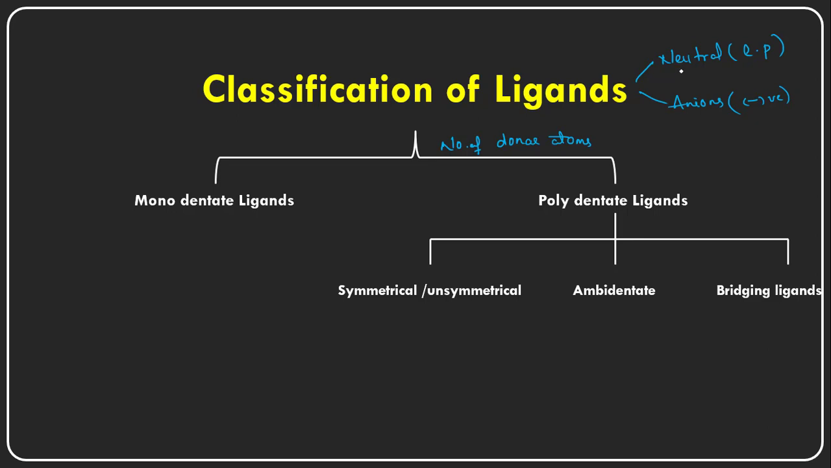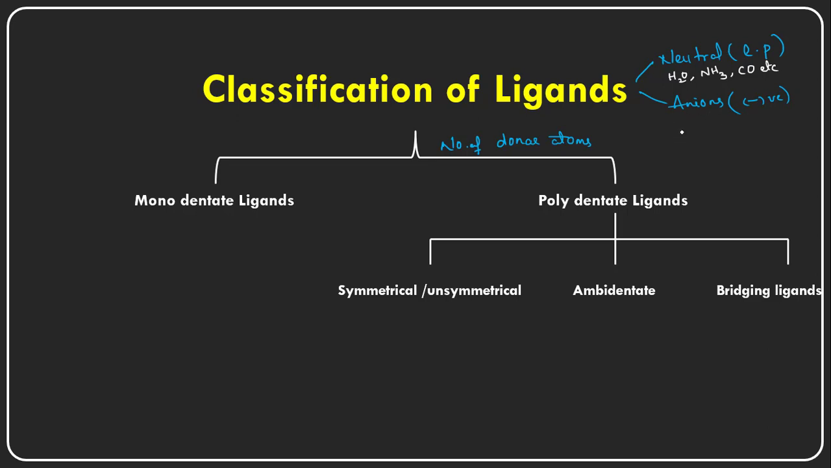So here the neutral molecules are H2O, ammonia, CO, etc. These are the neutral molecules. Ethylene diamine and EDTA also come under the neutral ligands, which carry lone pairs of electrons. This is a very important thing here.